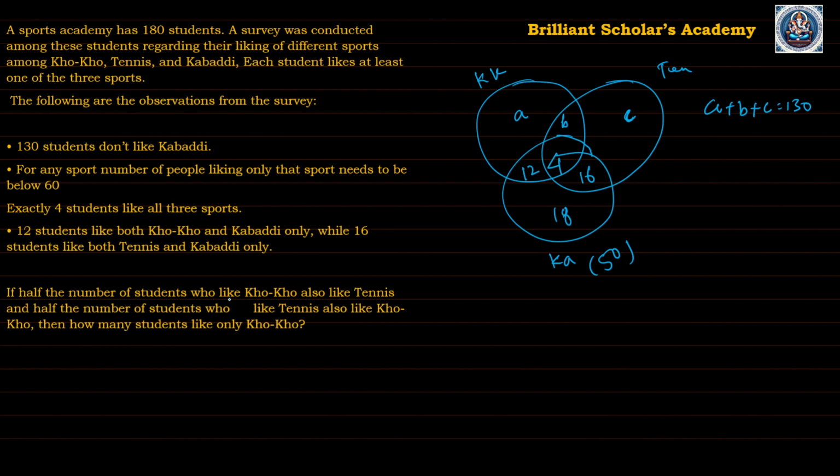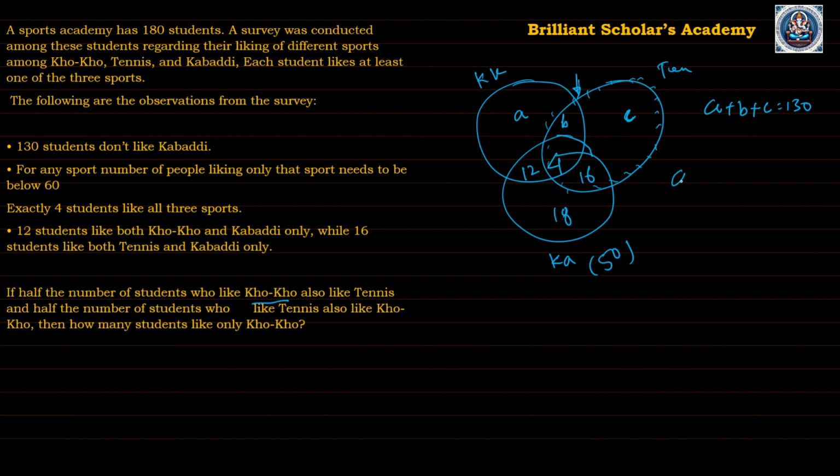If half of those who like Kho, the circle on the left hand side, half of them also like tennis. So half of this circle is in the middle. This number is half of the number on the left side. Half of those who like tennis, who are the tennis people? This complete circle. So half of those is also in the middle. So I told you the common part B plus 4 is half of A plus 12, and the common part B plus 4 is also half of C plus 16.